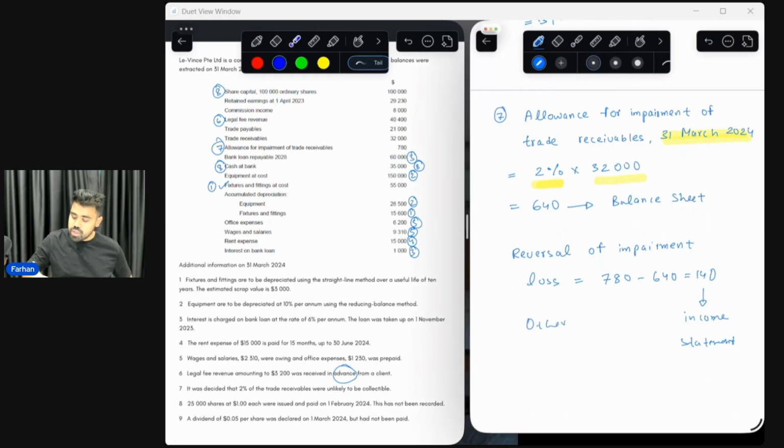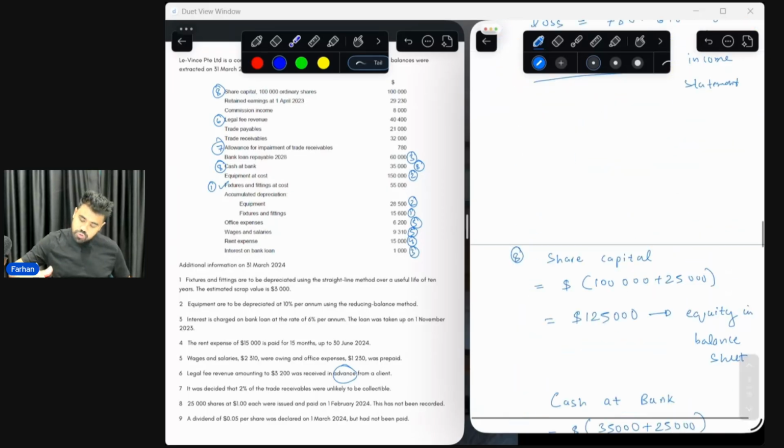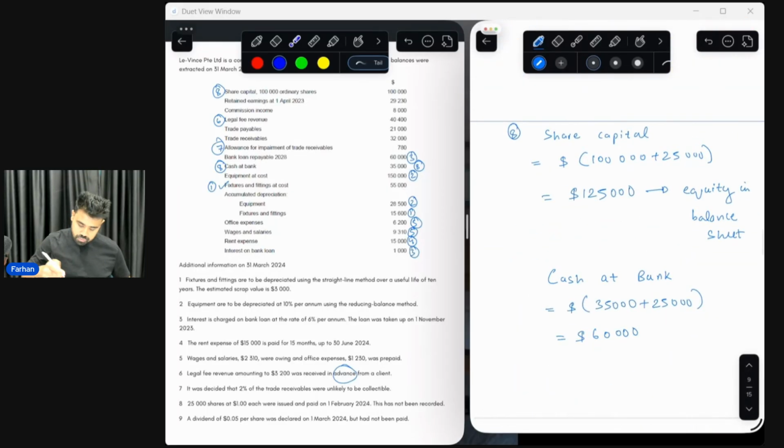So when you include it as part of your other expense, we understand all expenses are going to reduce our profit. But now that there is a reversal, when we include this amount of 140, we would show it as a positive amount. And I'll show you this eventually when we go through the statement of financial performance. Okay? All right. Now let's go to additional information number 8.